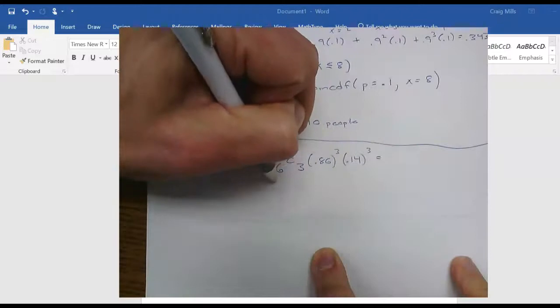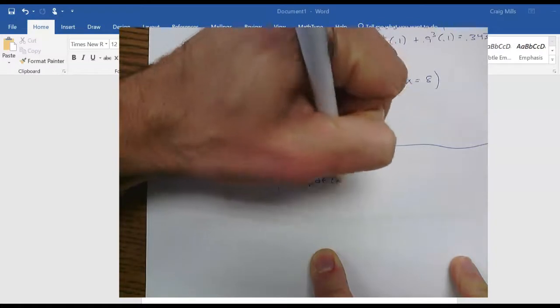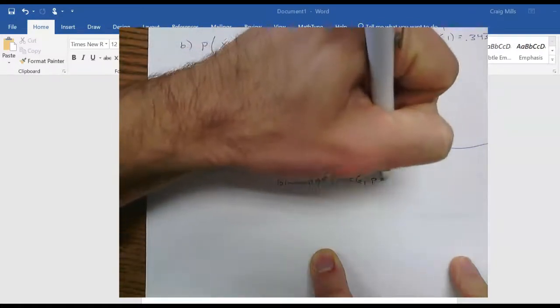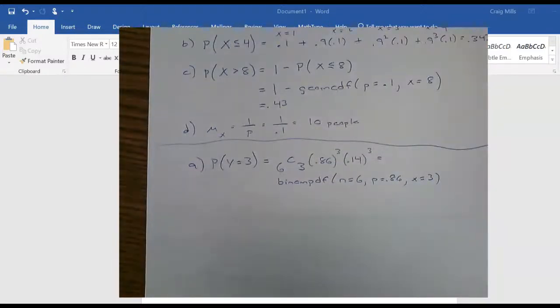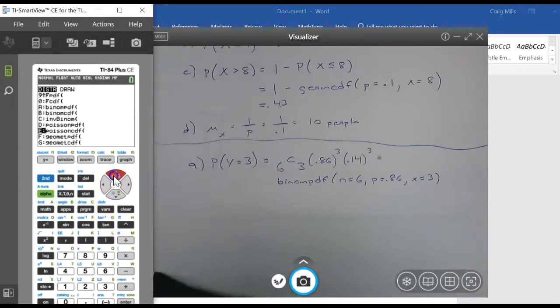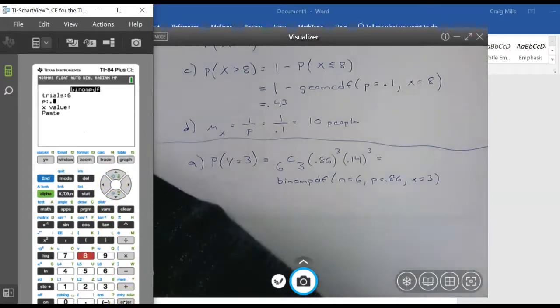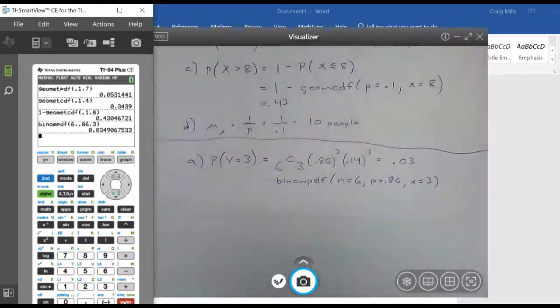Now, in the calculator, I could type this in, or it's the same as doing binomial PDF with n equals 6, p equals 0.86, and x equals 3, having 3 successes. So I'll go in to show you that. Second vars again, binomial PDF, probability density function. We have 6 trials, 0.86, and 3. So we're looking at a probability of about 3%. 3% chance of them passing exactly 3 of their exams.